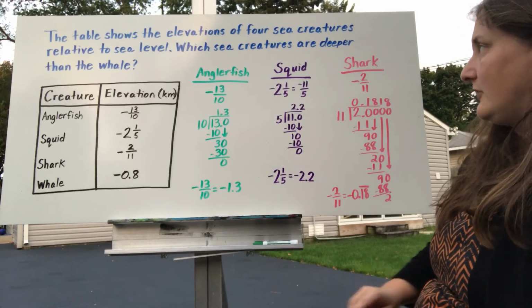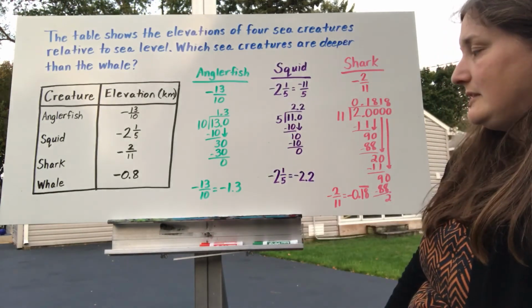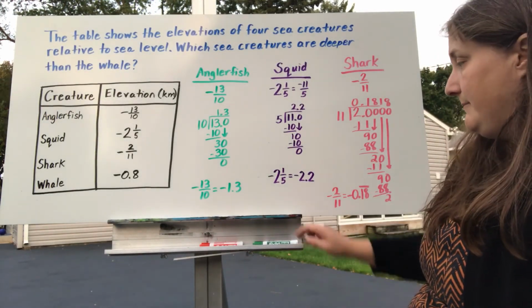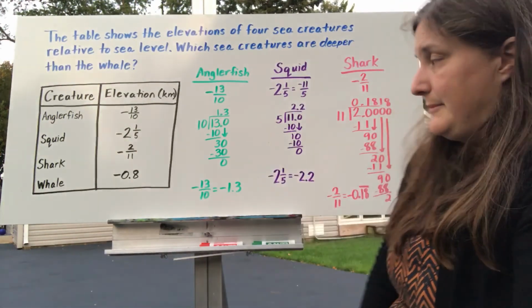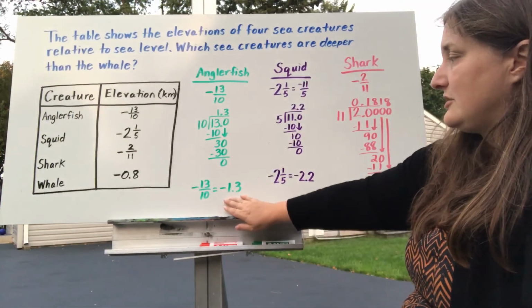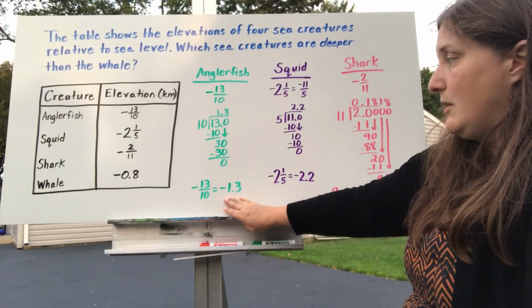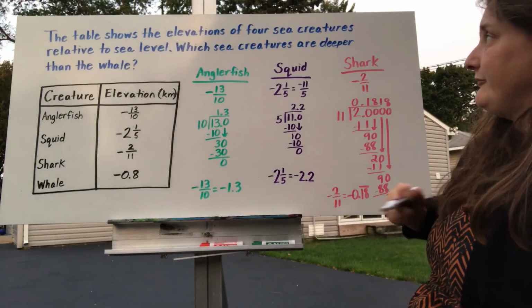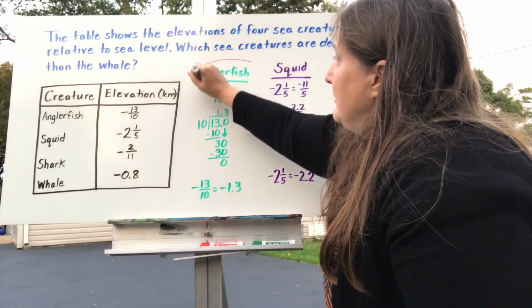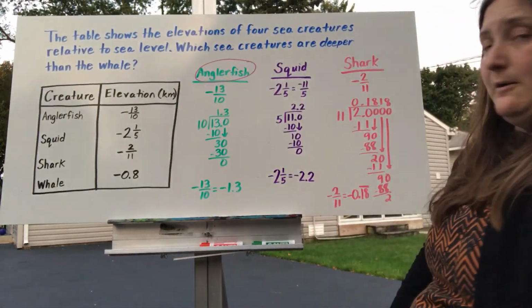So now let's take a look at these. We want to know which sea creatures are deeper than the whale. So the whale is at negative 0.8 kilometers. The anglerfish is at negative 1.3. 1.3 would be below 0.8. So the anglerfish is below the whale.